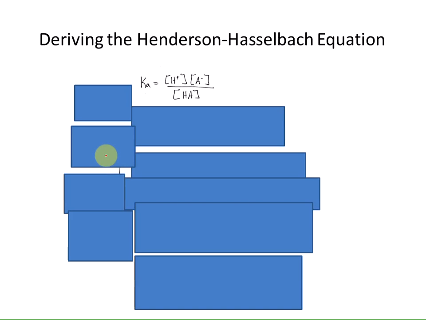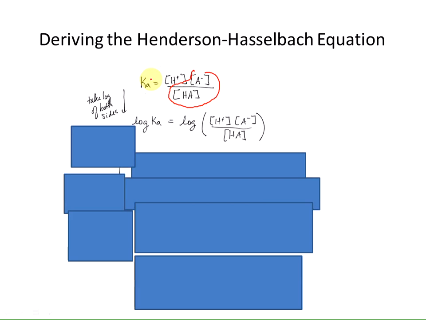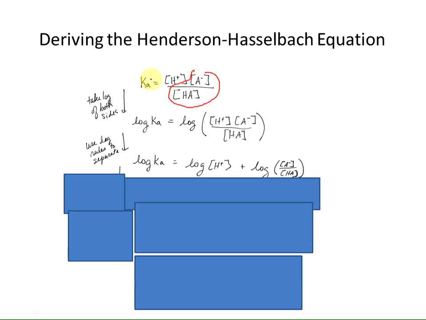Now we said that we could determine the H plus concentration by measuring the pH, but we need the A minus concentration and the HA concentration so that we can find the Ka. So that's our ultimate goal of this experiment, to determine the Ka of our indicator. To do this, we're going to derive the Henderson-Hasselbalch equation. The first step is to take the log of both sides. So that gives the log of Ka equals the log of the H plus times the A minus over the HA. Once we do that, we can separate the H plus and the A minus over the HA by using our rules of log.